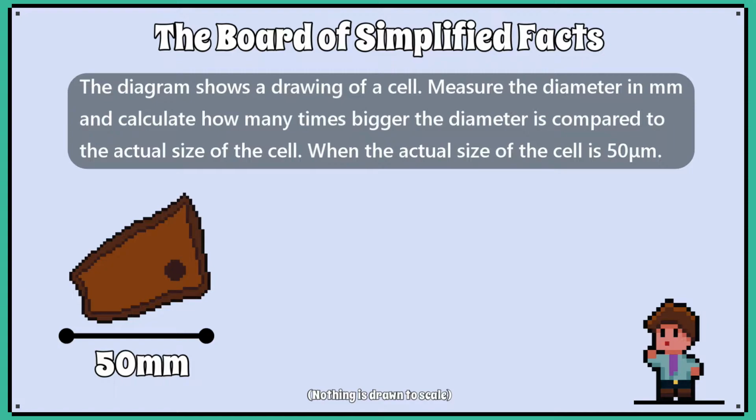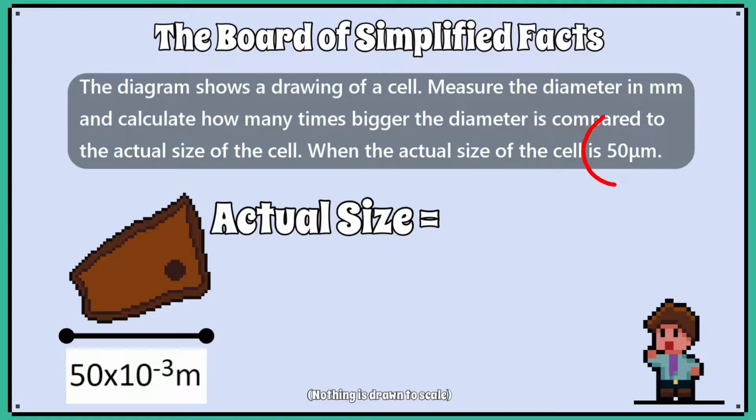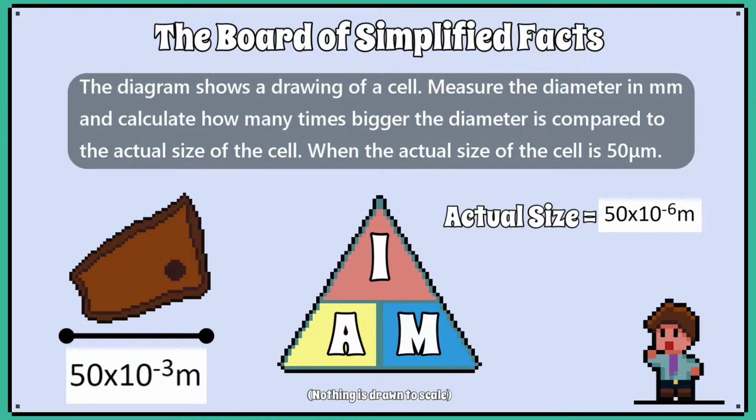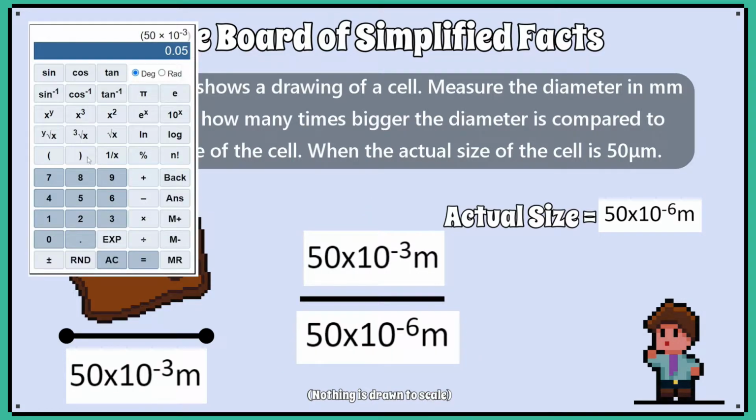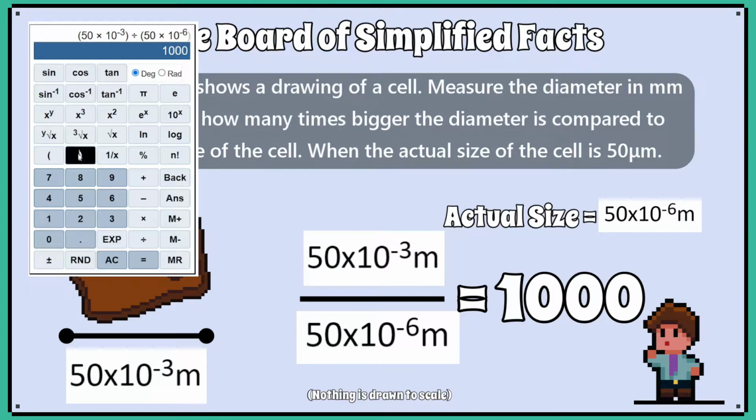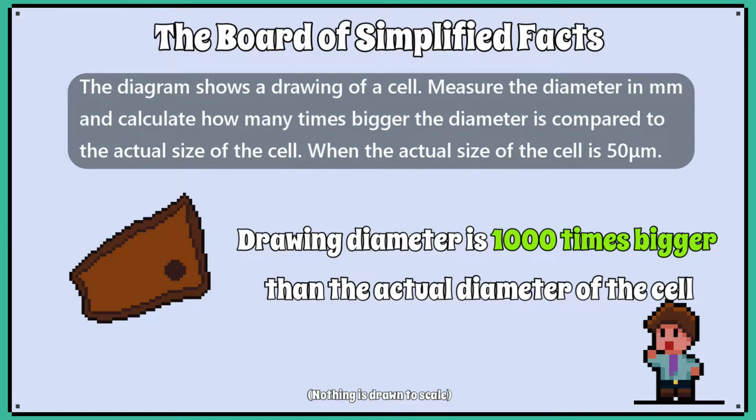Now we need to convert our units into meters. So the drawing is 50 millimeters, which is 50 times 10 to the negative 3 meters, and the actual size of the cell is 50 micrometers, which is 50 times 10 to the negative 6 meters. Then we use our equation triangle, we cover the M, and find we need to use image size divided by actual size. So 50 times 10 to the negative 3 divided by 50 times 10 to the negative 6. We get an answer of 1,000. So the drawing is 1,000 times bigger than the actual size of the cell.